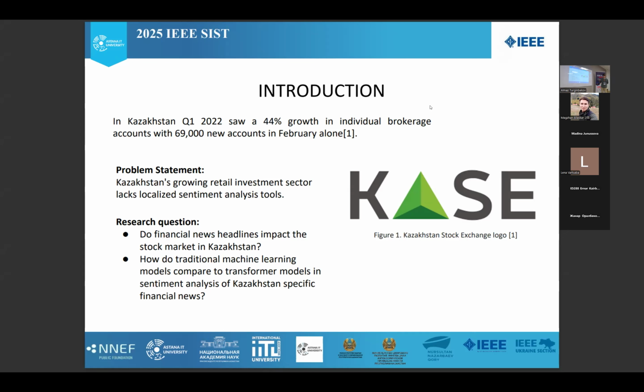The problem is that our market does not have specific sentiment analysis tools. So we are going to evaluate how news headlines impact the stock market in Kazakhstan, and how traditional models compare to transformer-based models in understanding the sentiment of news headlines.